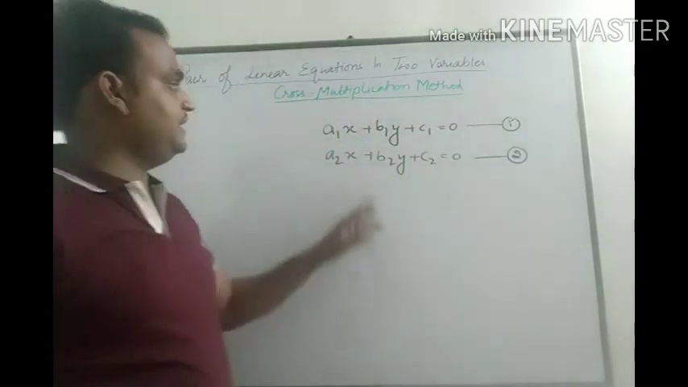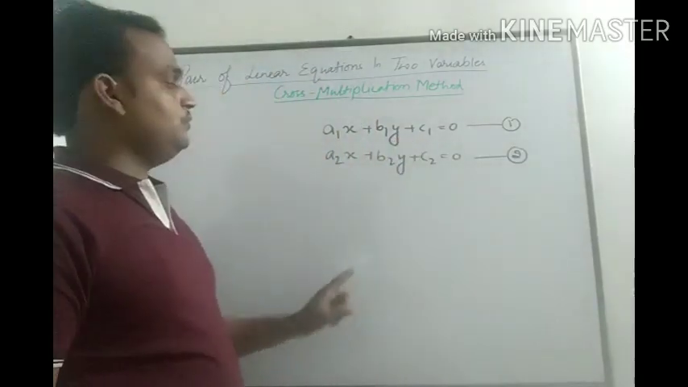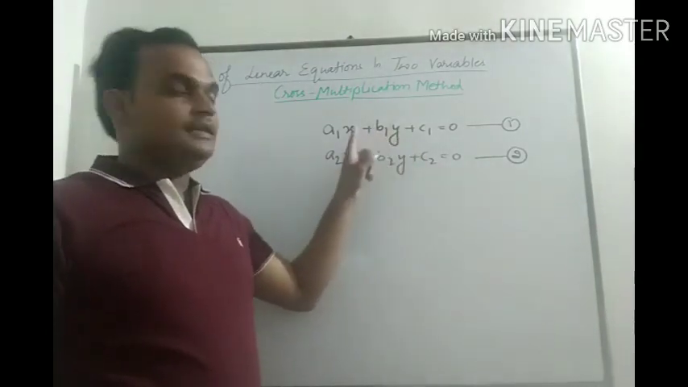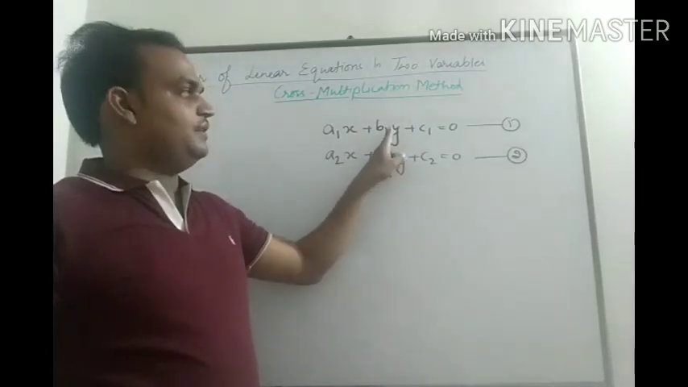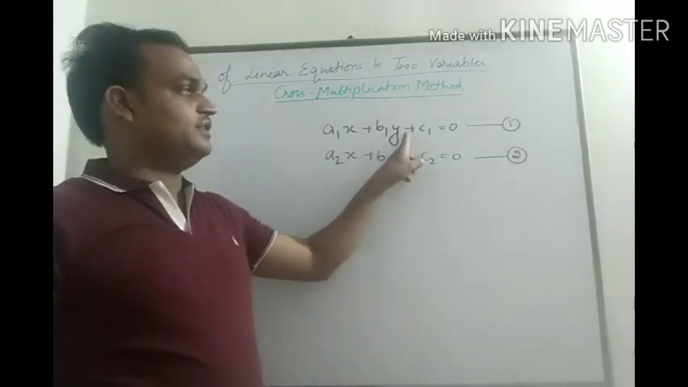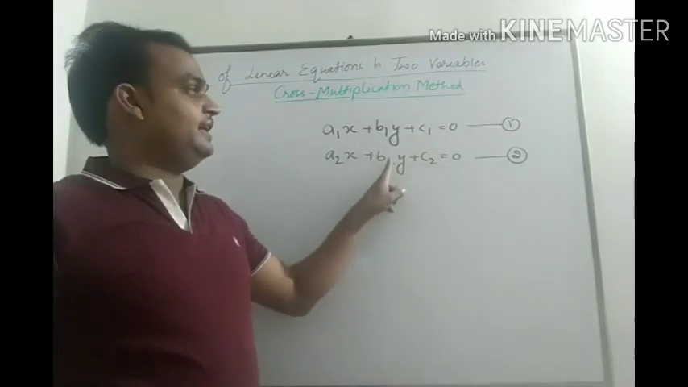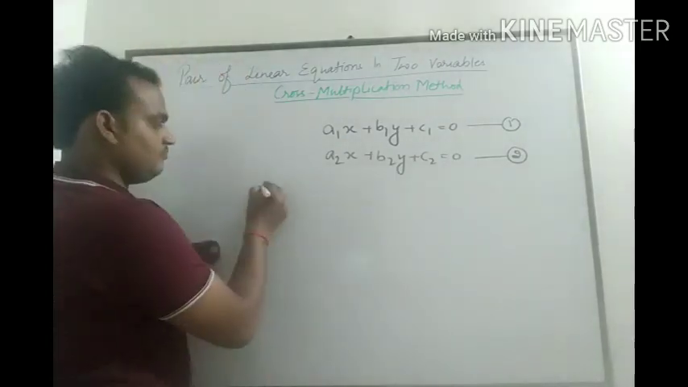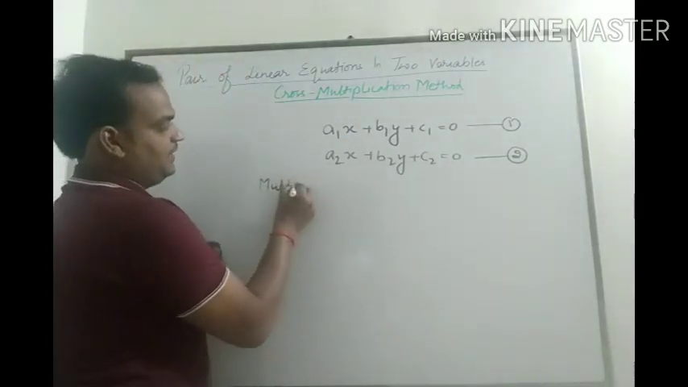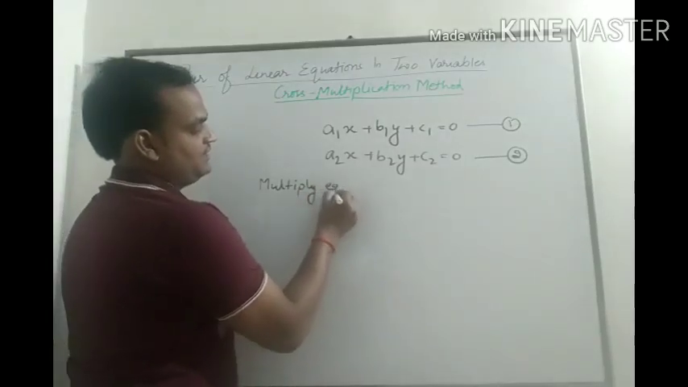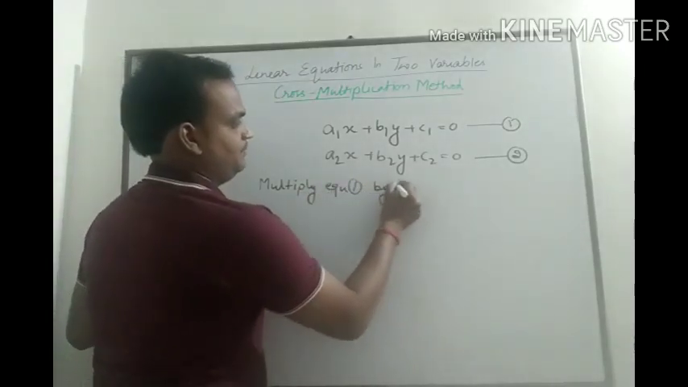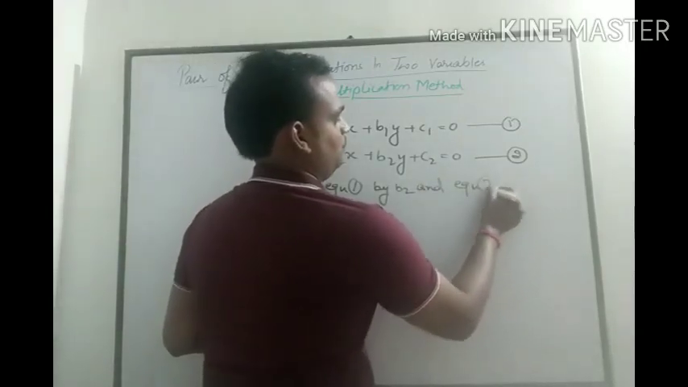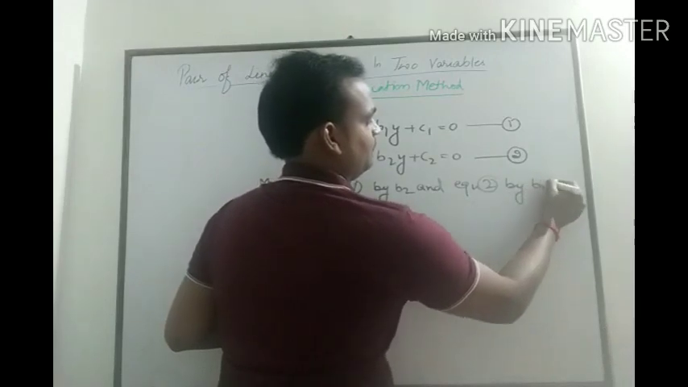and if we want to eliminate y, then what will we do? We should equalize the coefficient of y in each equation, here b1 and here b2. So in the first equation we will multiply by b2, and in the second equation we will multiply by b1. Multiply equation first by b2 and equation 2 by b1.